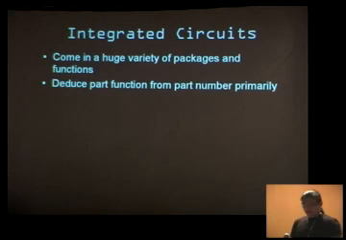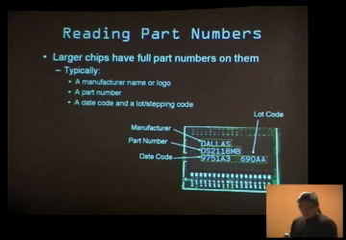ICs come in an even larger variety of packages and functions, and typically you have to deduce the part function from the part number. You can't just look at a device and say, oh, this is an AND gate or something like that. It just doesn't come out at you. So the most important thing to learn about reversing these is how to read the part number. Typically a chip has the following information printed on it.